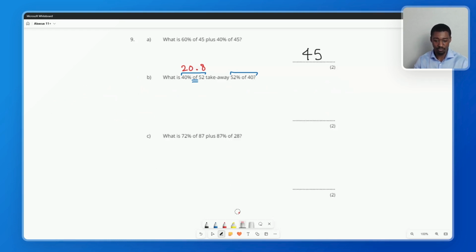Okay. Let's clear up this space, because now we're going to move on to 52% of 40, and we can work this out a bit differently. We could do the whole thing of converting 52% into 52 over 100, but we can also do it another, slightly quicker way, because of this actual number. This number lends itself to a quicker solution. Here we can use standard percentages.